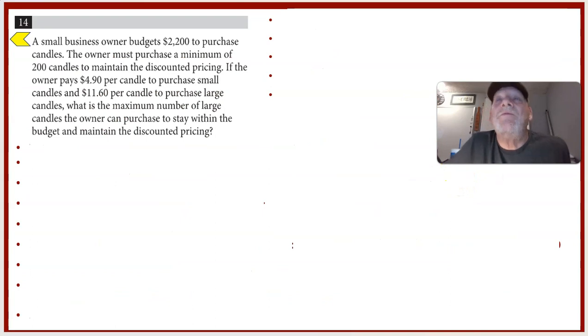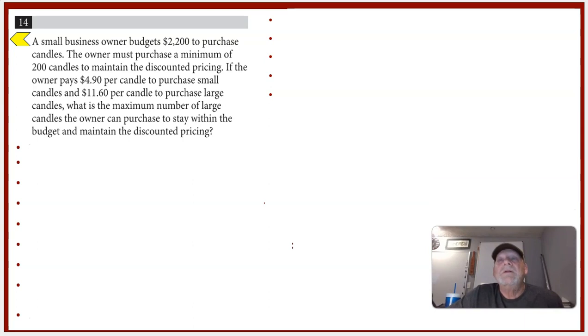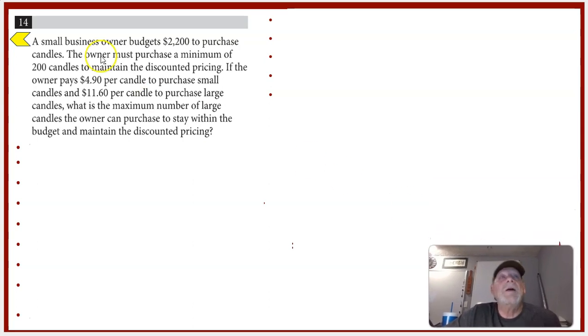So number 14, if you want to pause this and see if you can work it, and then I'll explain it. This is also a long problem. There's lots going on in this one as well. It takes my whole screen of steps. I'll read the problem. A small business owner budgets $2,200 to purchase candles.